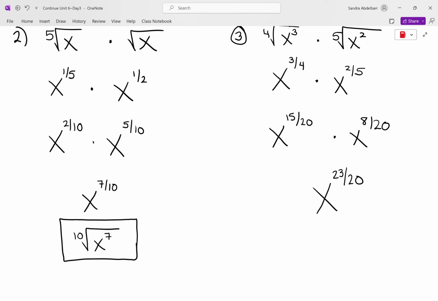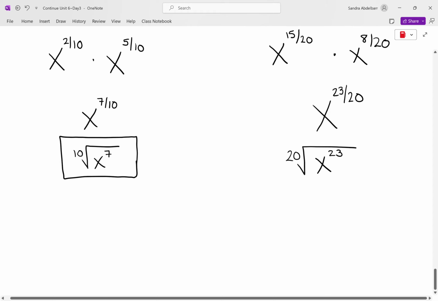Some kind of red flag should be coming up. Any ideas? It's greater than 20. Excellent. Because my numerator is bigger than the denominator, that means my exponent on the inside is bigger than my index, which means can I create a group? Absolutely. So if you wanted to change it into radical, you'd have the 20th root of x to the 23rd.